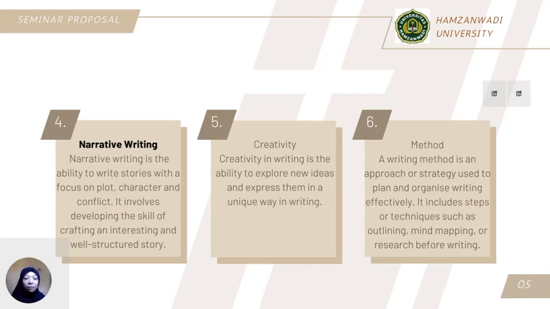Next is creativity. Creativity in writing is the ability to explore new ideas and express them in a unique way in writing. Next, the last is method. A writing method is an approach or strategy used to plan and organize writing effectively. It includes steps or techniques such as outlining, mind mapping, or research before writing.